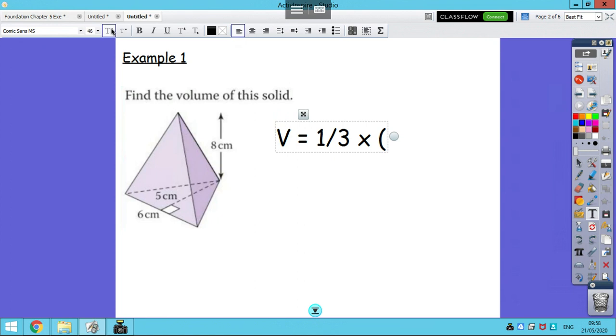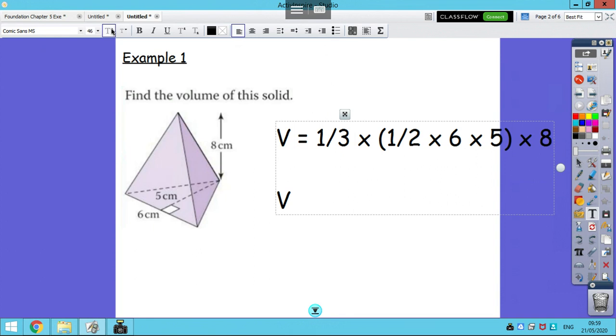Dear me, I don't know when you first learnt about finding the area of the triangle, but still people forget to do a half in front of it. A half times the base times the height, and then multiplied by the vertical height. That's your sum. We'll follow BIDMAS and work out the bracket first. A half times 6 times 5 is going to be 15. So we end up with a third times 15 times 8.